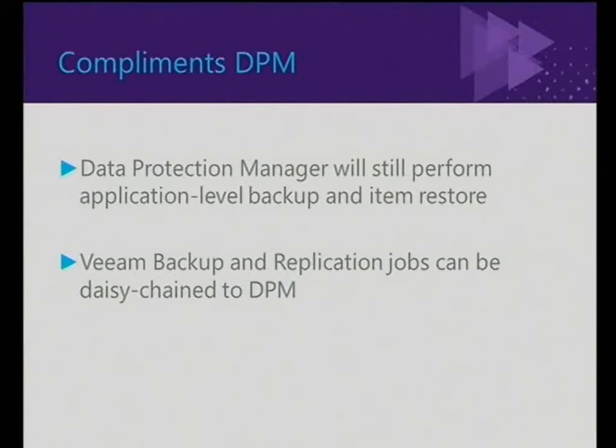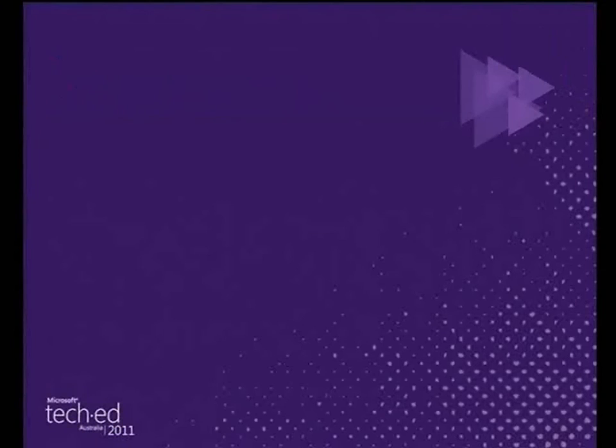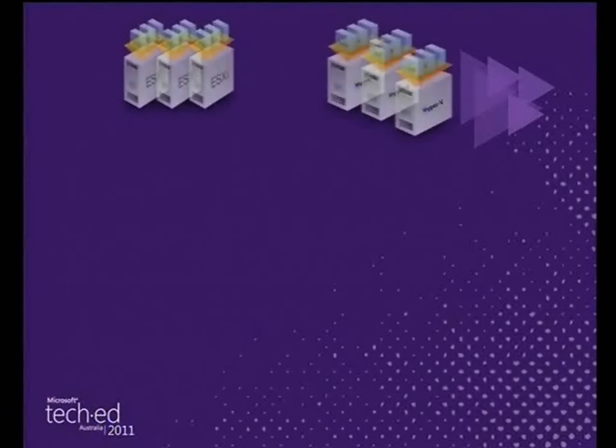Okay, so the question then is, I know you've probably been to a lot of the sessions around System Center Data Protection Manager. So what does that mean for Data Protection Manager? Or what does Data Protection Manager mean for us? We really see the two solutions as being complementary. DPM would still be responsible, and perhaps for backing up the VHDs, but certainly for the content of those VHDs, so for application level backup and restore. And we can also daisy chain Veeam backup and replication jobs and have them be taken somewhere else with DPM.